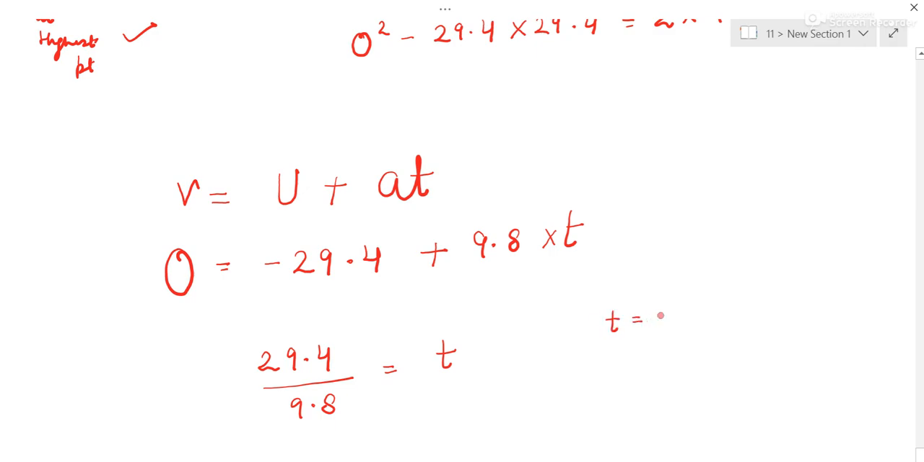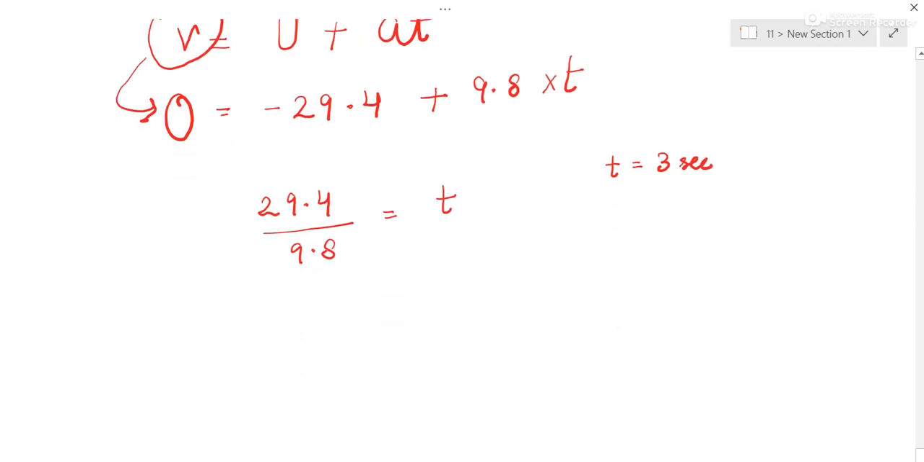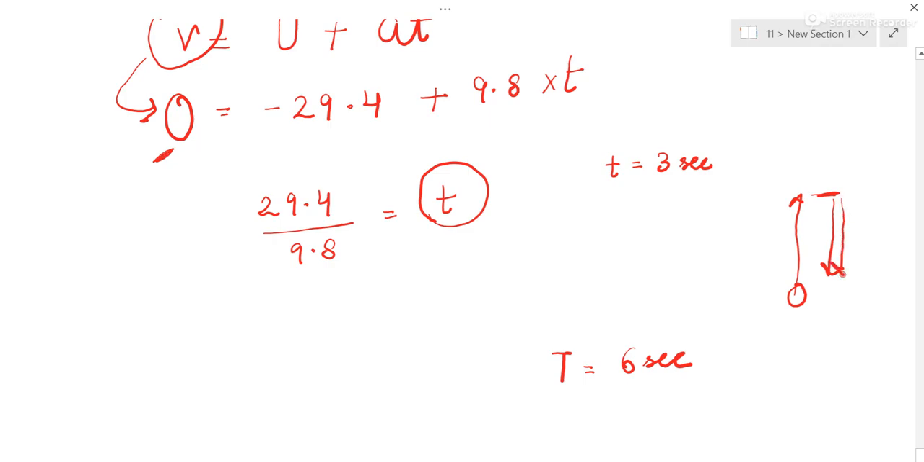This time is 3 seconds, but this is the time to reach maximum height. At highest point velocity is 0. So this is the time to reach maximum height. The ball is going up, reaching the maximum height. Now it will come back. So the total time would be 3 plus 3, that is 6 seconds. Now it will come back also from maximum height, so it will be double of that. Total time will be double of this.